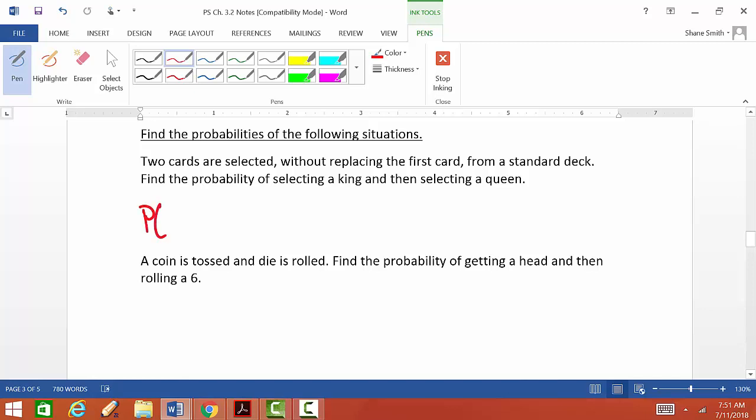So two cards are selected without replacing the first card. We want to find the probability of selecting a king and then a queen.